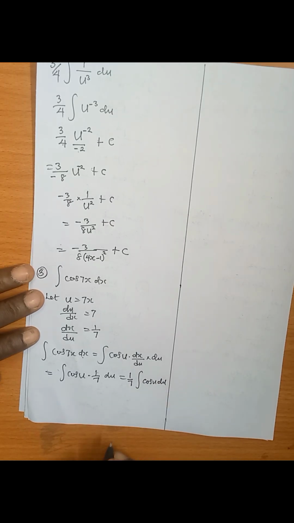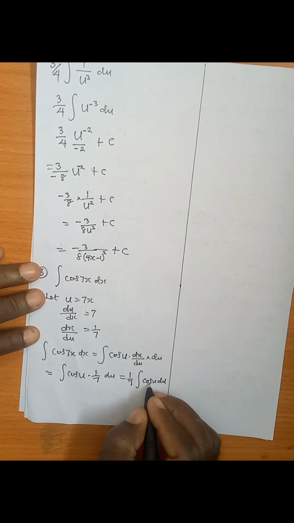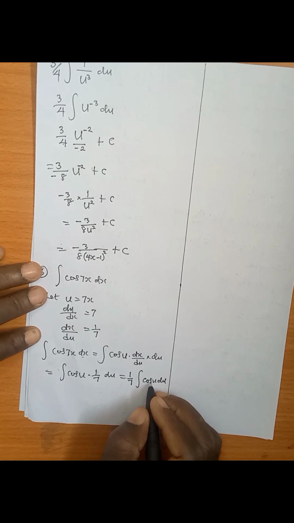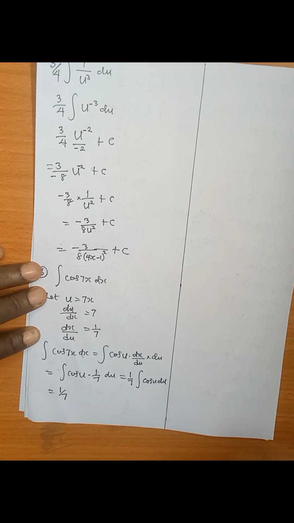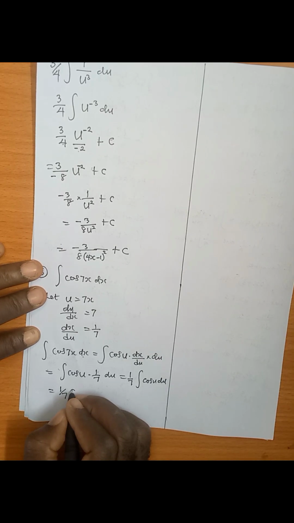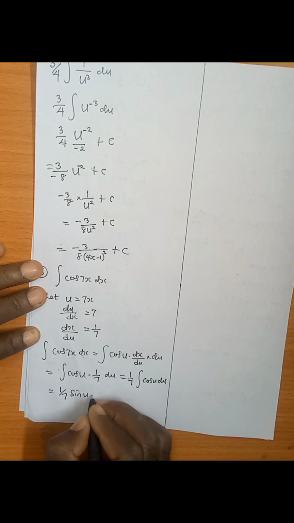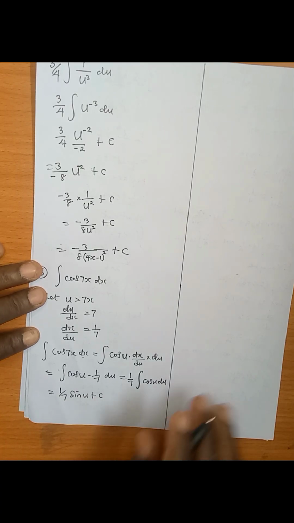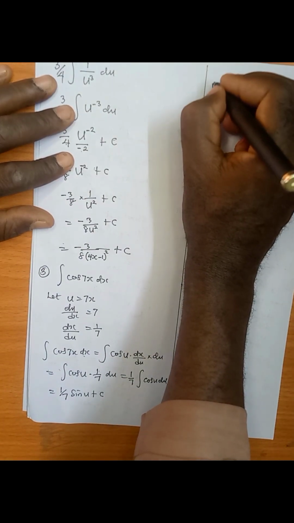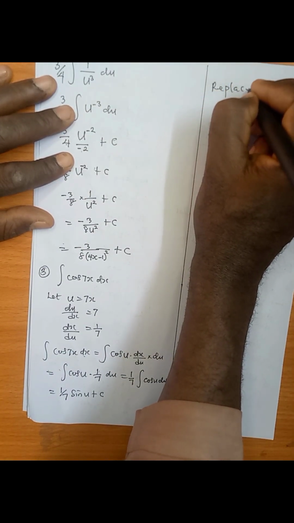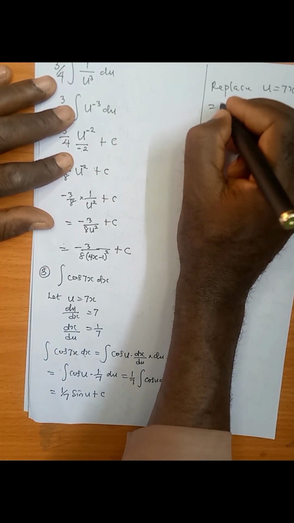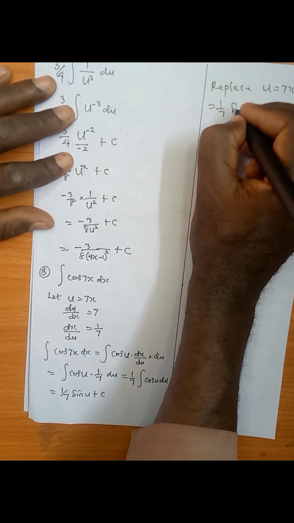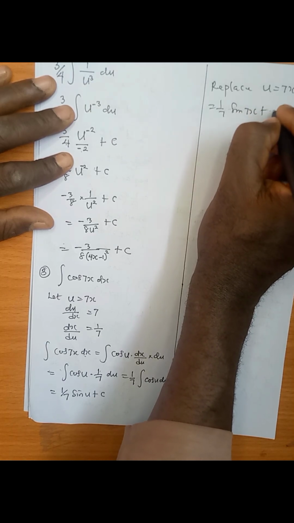Then what next? What we'll do here is we integrate cos u. Then we have 1 over 7. When we integrate cos u, it will give us sine u. Then we put our constant of integration. Then we now replace u, which is equal to 7x. Then we now have this one as 1 over 7 sine 7x plus c.